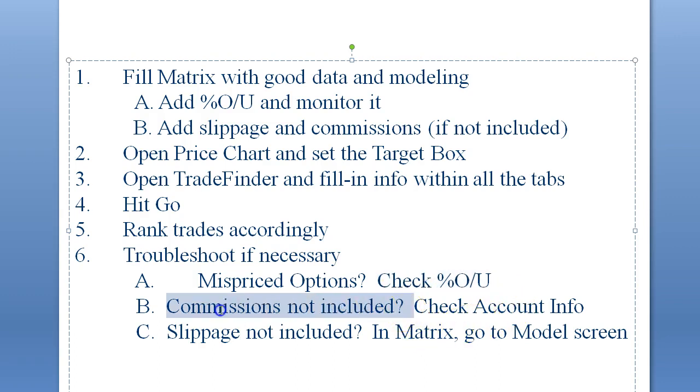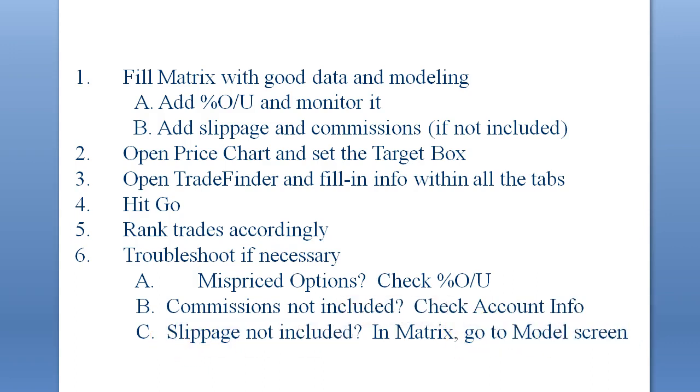Again, I'm using 70-cent commissions. I have a fairly aggressive slippage going on. And if, again, you're getting crazy results that look too good to be true, check out the %O/U, check out commissions, and check out slippage. That's in the matrix's model screen. Slippage as well. Go to model there. Okay? All right. I think that's it.